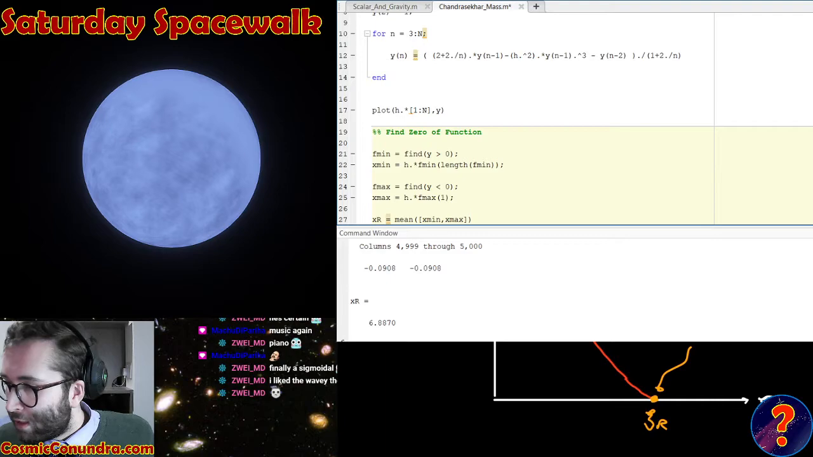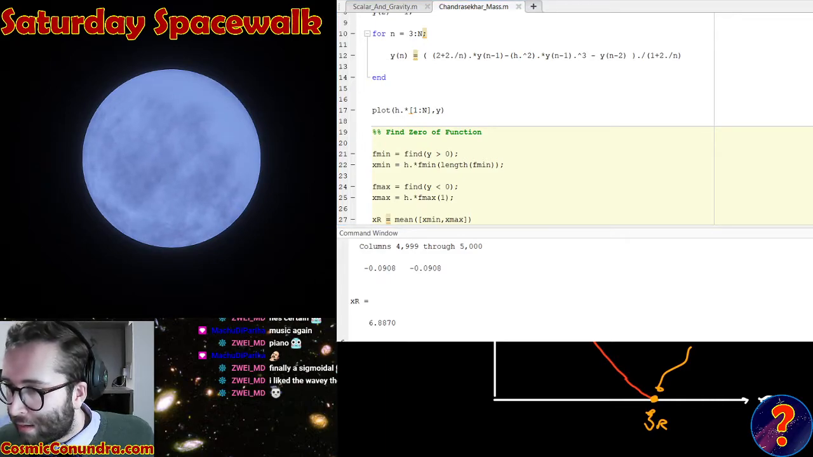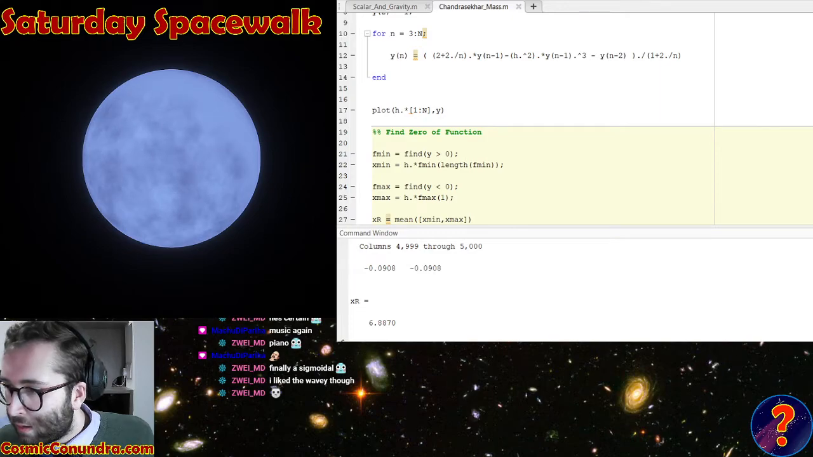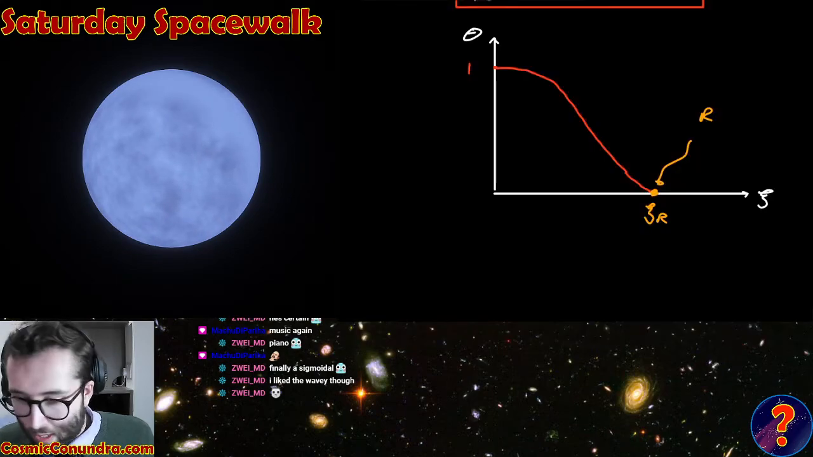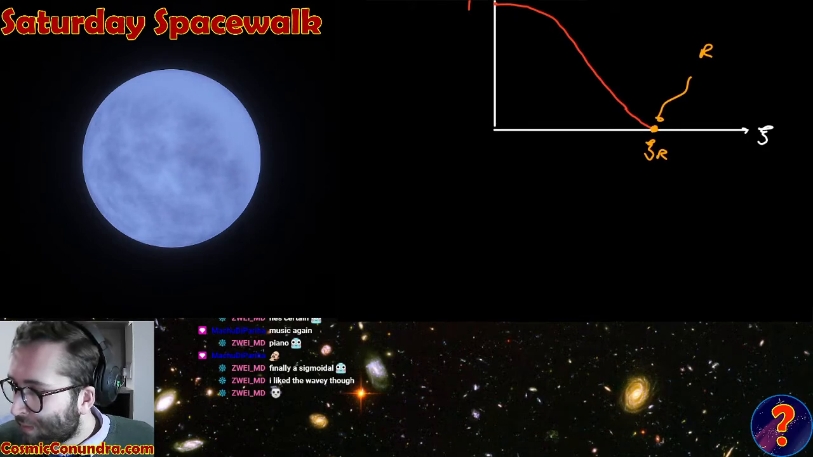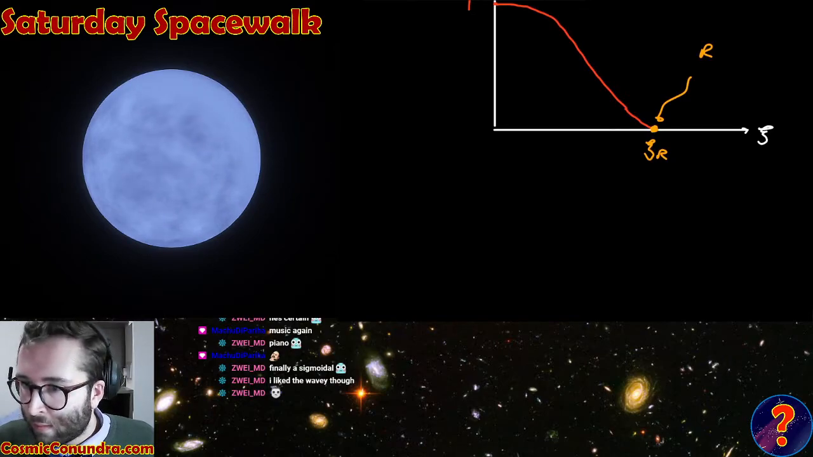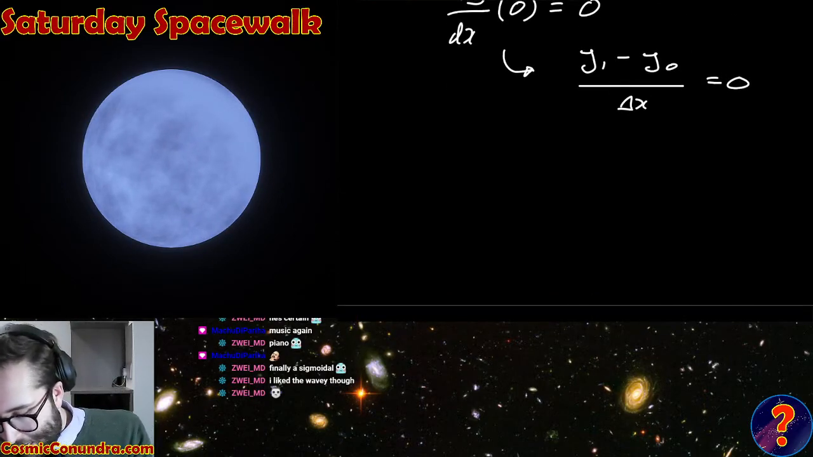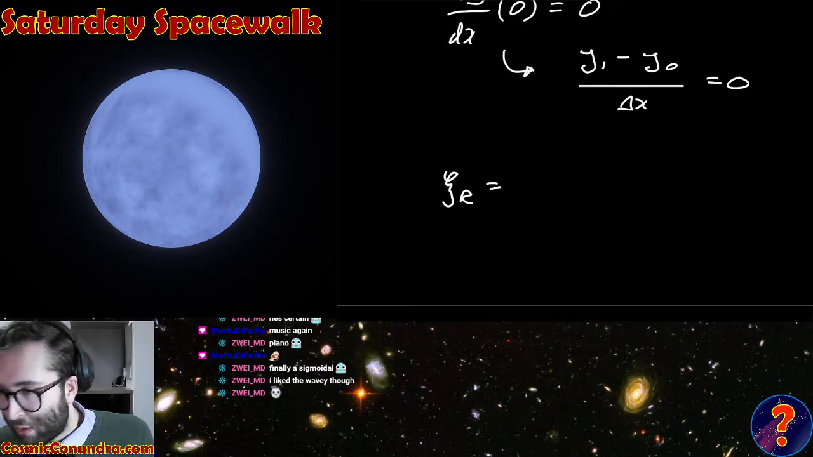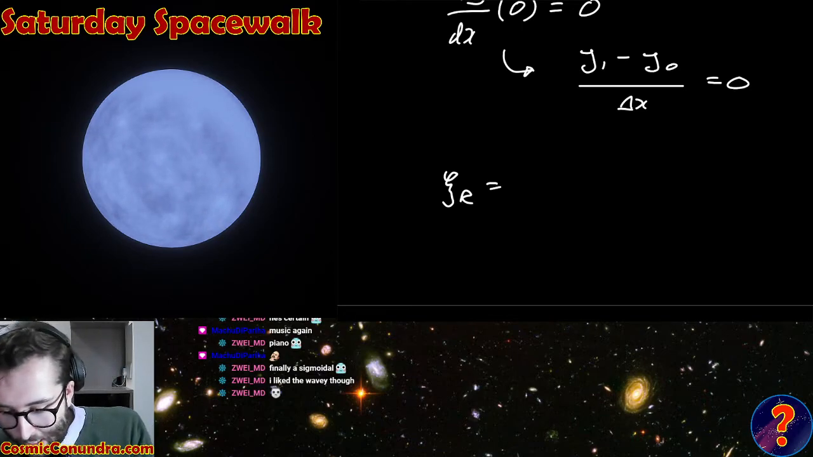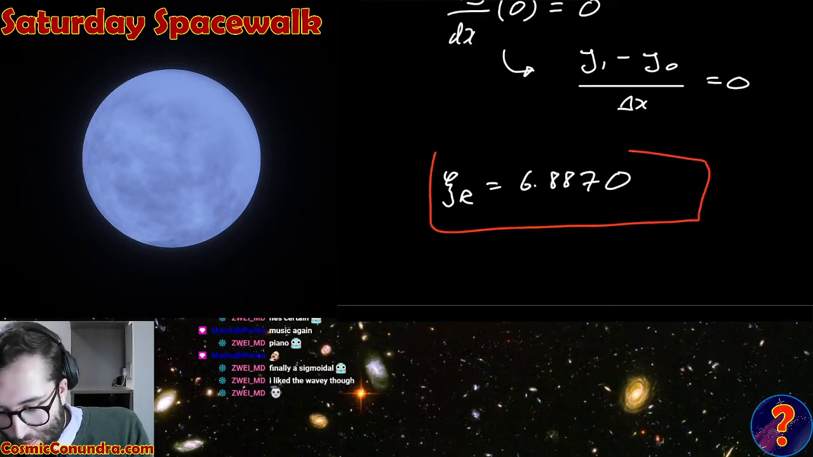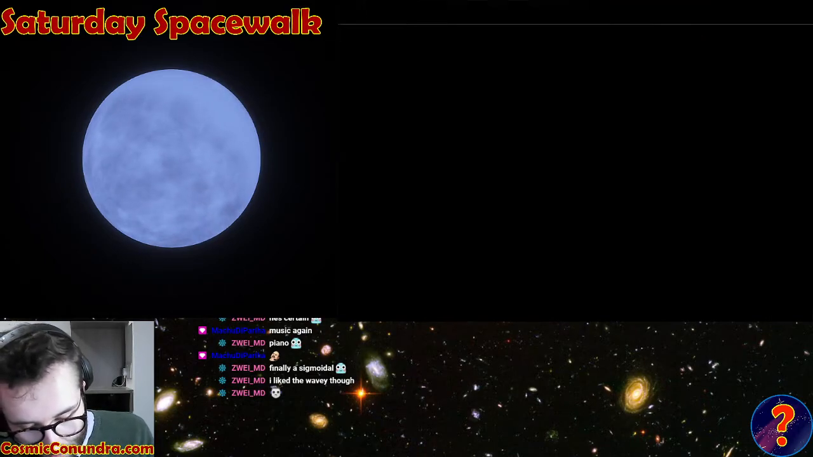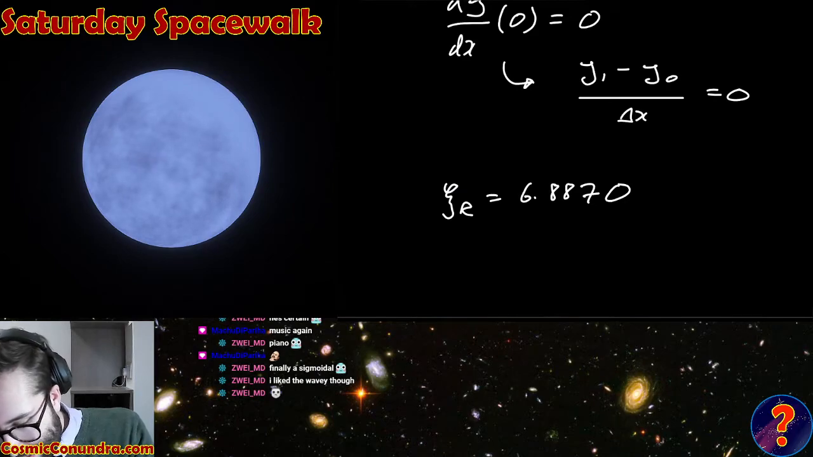So we can now switch back to just the screen. Okay. So we figured out from this numerical calculation that psi r, or xr as it was called when we were doing the coding, is equal to 6.8870. Okay. So this is what we wanted.